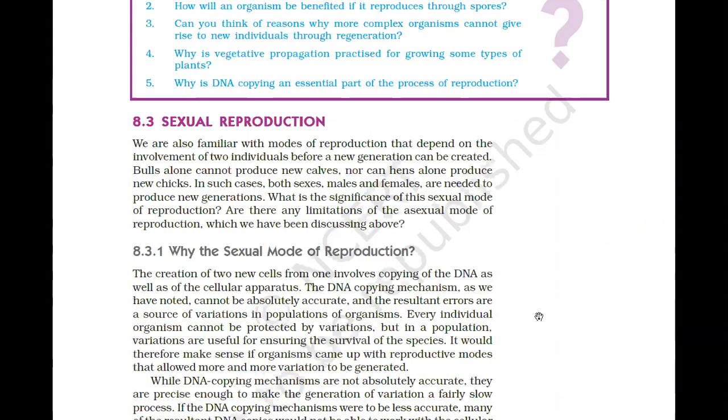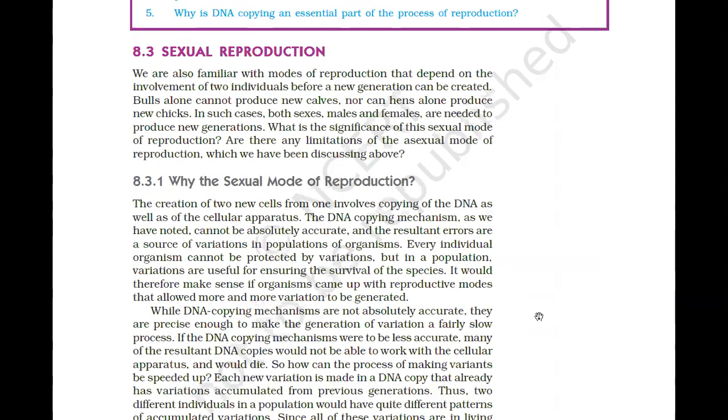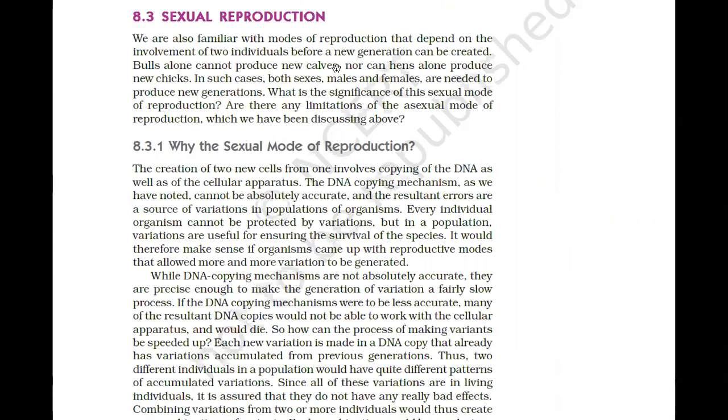Sexual reproduction. We are also familiar with modes of reproduction that depend on the involvement of two individuals before a new generation can be created. Bulls alone cannot produce new calves, nor can hens alone produce new chicks. In such cases, both sexes, males and females, are needed to produce new generations. What is the significance of this sexual mode of reproduction? Are there any limitations of the asexual mode of reproduction which we have been discussing above? Why the sexual mode of reproduction?